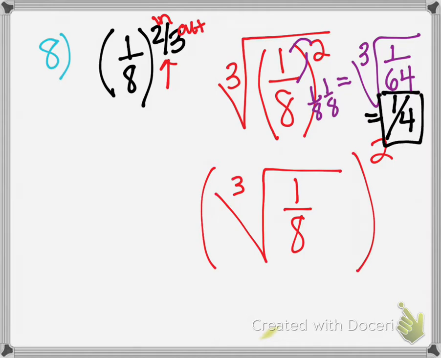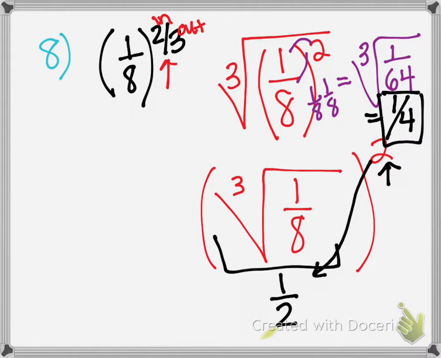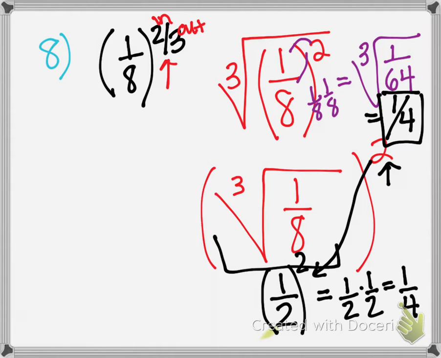Okay. Now the other way is to do the square after. So we would do what times itself 3 times is 1/8. So we do this first, and that would be 1/2 times 1/2 times 1/2. Then we bring down the square, and 1/2 squared, 1/2 times 1/2, right, is 1/4. So we get the same thing that we got here.